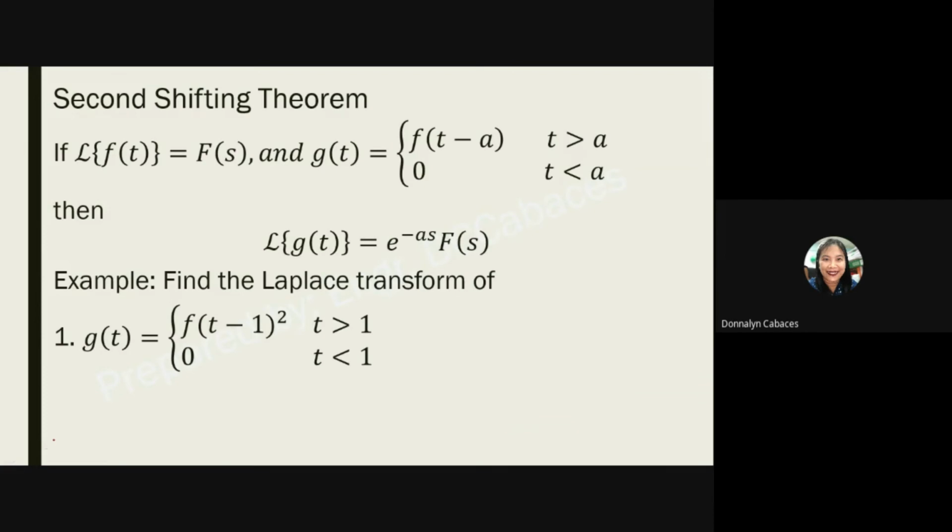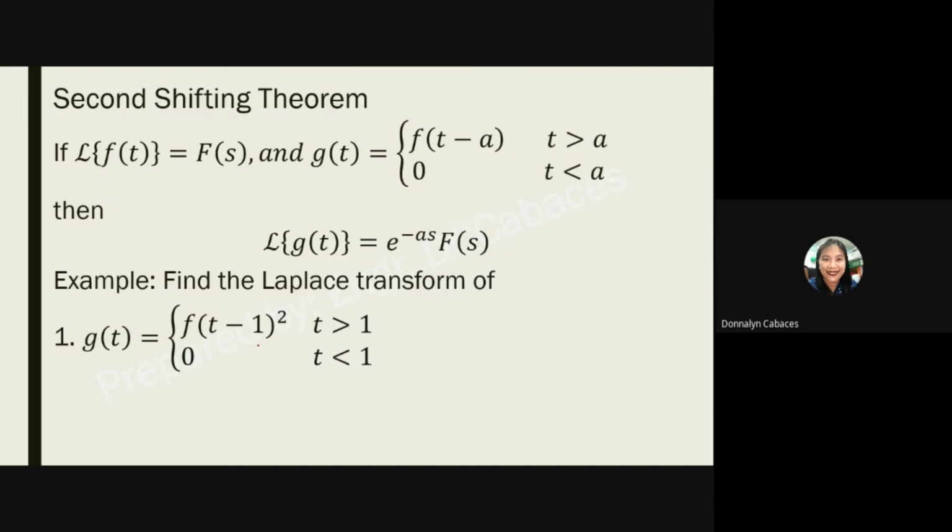Okay, so we need to identify here what is the value of your a. So here you have t minus a. And again, we should know first the Laplace transform of the base function, f of t, which is equal to your F of s. And then after that, you multiply it with e to the negative as. Again, this is t minus a. So this is your value of a.